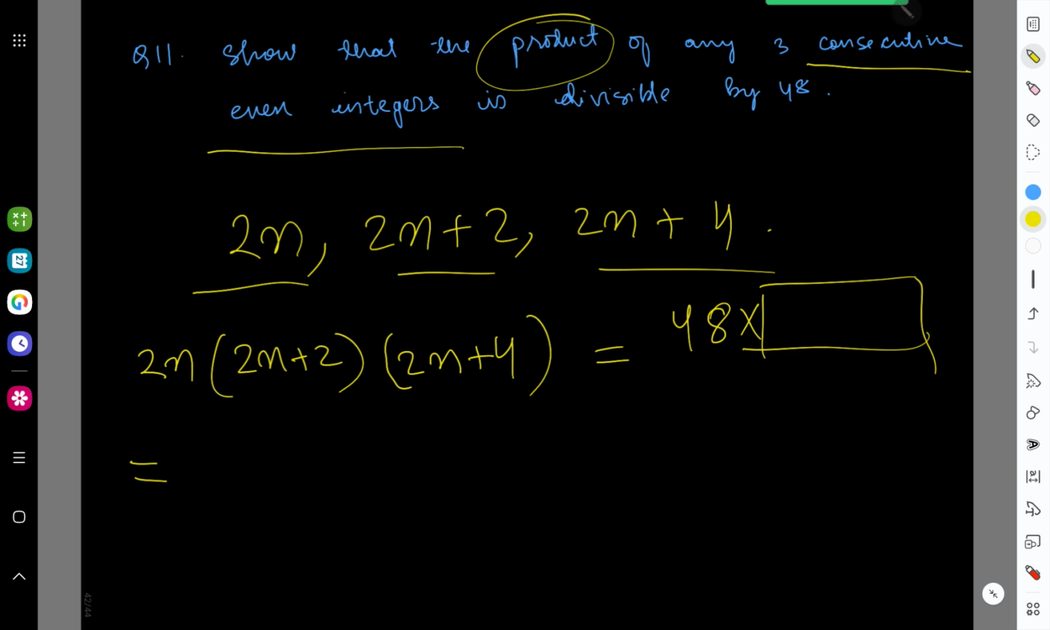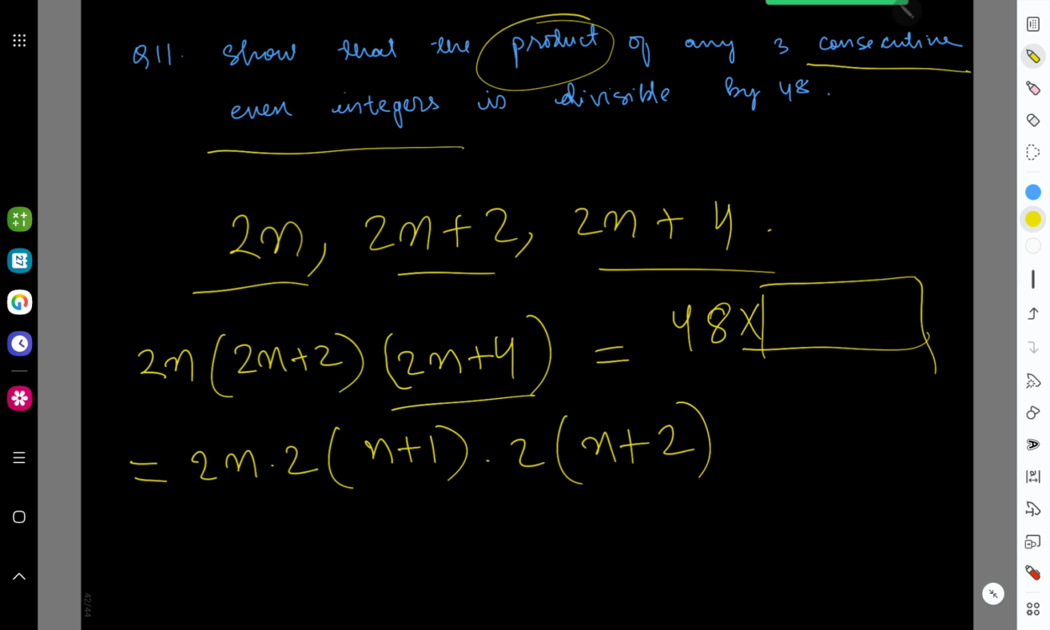Okay, so let us try to express this. Let us take 2 common from here, then we'll be left with n plus 1, and from here let us again take 2 as common, then we'll be left with 2n plus 2. Let us group 2, 2, 2, we'll get 8 because 2 times 2 times 2 is 8. Then we're left with n plus 1 and n plus 2.